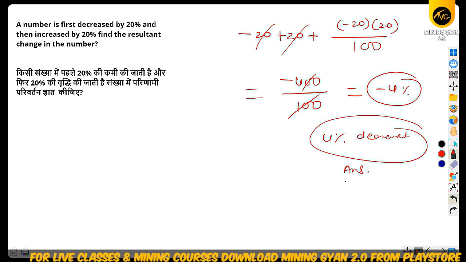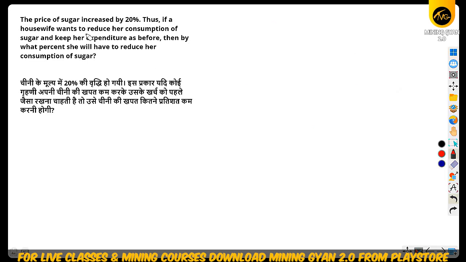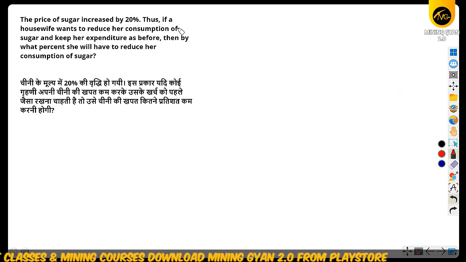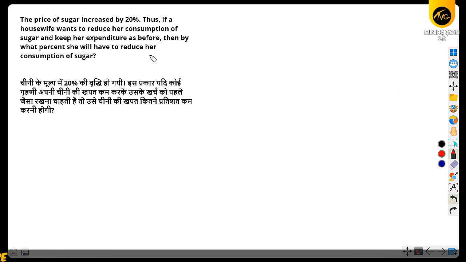It's the answer of the question. So basically 4% is the resultant change in the number. Now the next one: the price of sugar increased by 20%. Thus, if a housewife wants to reduce her consumption of sugar and keep her expenditure as before, then by what percent will she have to reduce her consumption of sugar?